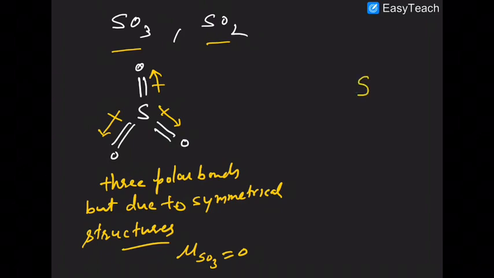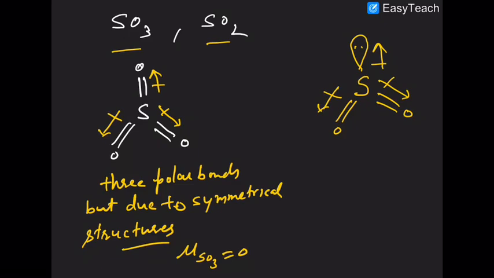But in case of SO2, it has a bent structure due to the presence of one lone pair. So the bond moment is like that only. Everyone knows that the lone pair moment is greater than that of the SO2 bond moment. So mu of SO2 has some value, a non-zero value. So the dipole moment of SO2 is greater than the dipole moment of SO3. Are you sure about that?